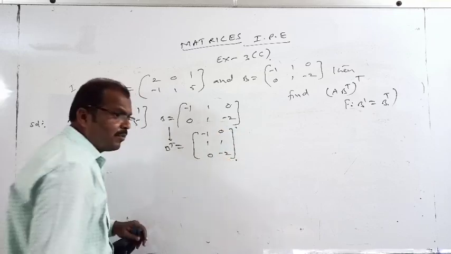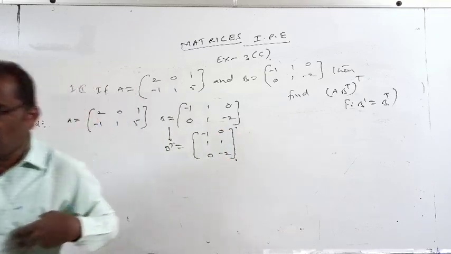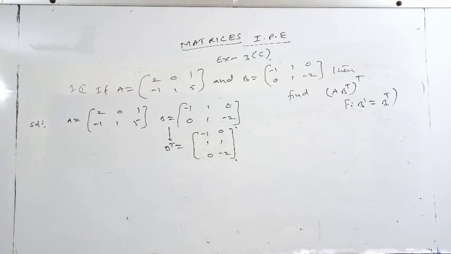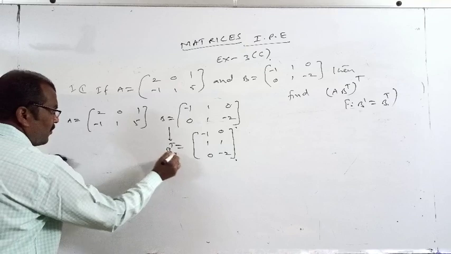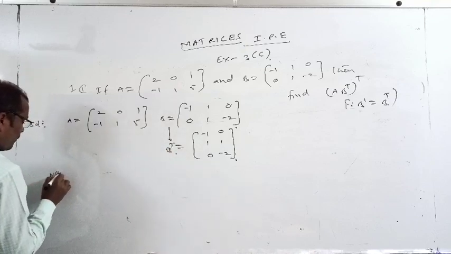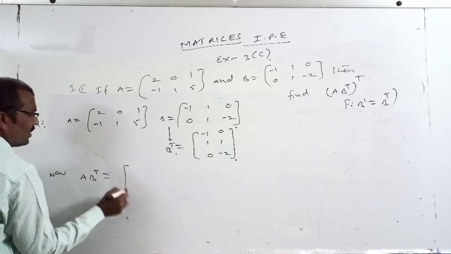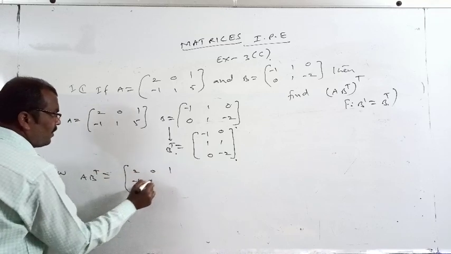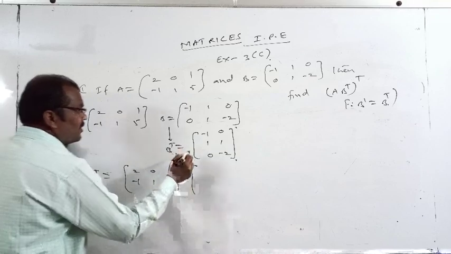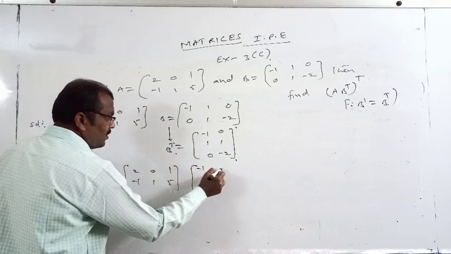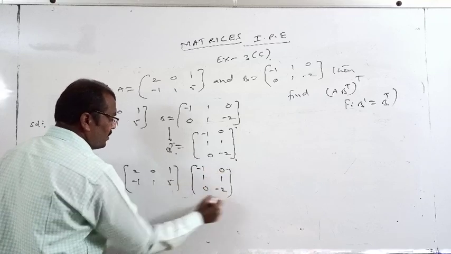What is the meaning of transpose? Row goes into column. So all the rows are converted into columns. So now prepare A into B transpose first of all. What is A now? 2 0 1, minus 1 5, and B transpose is minus 1 0 1, 1 0 minus 2.